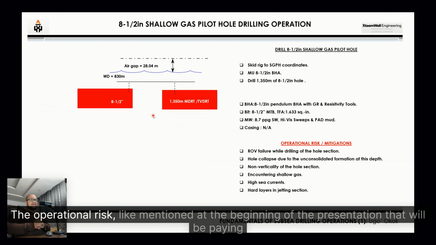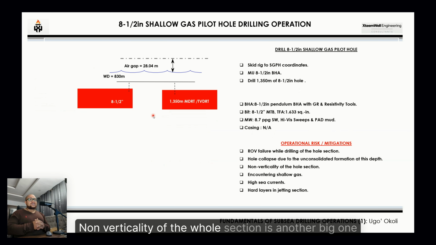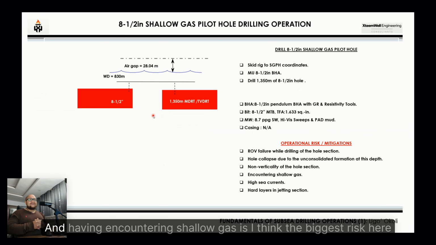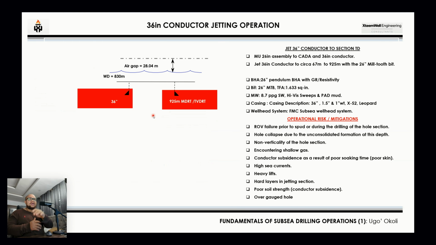The operational risk, like I mentioned at the beginning of the presentation, is where we'll be paying attention to situations. Failure of the ROV is one of the main ones. Non-verticality of the hole section is another big one, and encountering shallow gas is, I think, the biggest risk here. And we have all mitigations in place to ensure that if any of these risks is encountered, we will be curbing them as required.